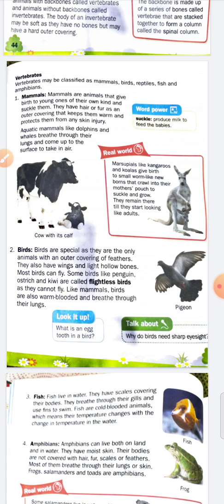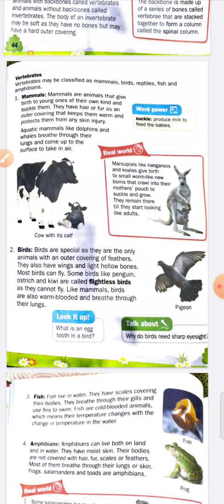And student, aquatic mammals like dolphins and whales also breathe through their lungs. Some mammals are dolphins and whales. They also give birth to their young ones. They do not lay eggs. They are mammals. And you know, they breathe through their lungs and come up to the surface to take in air.